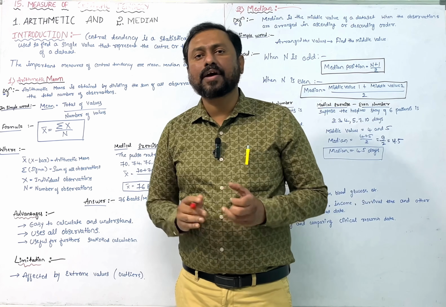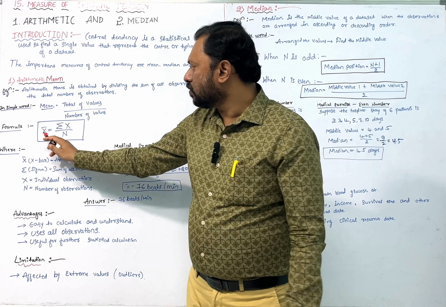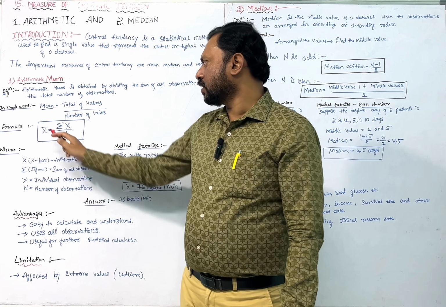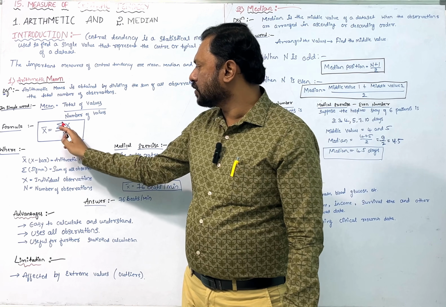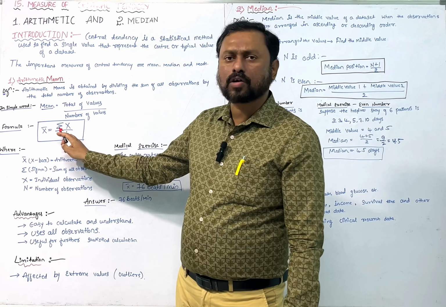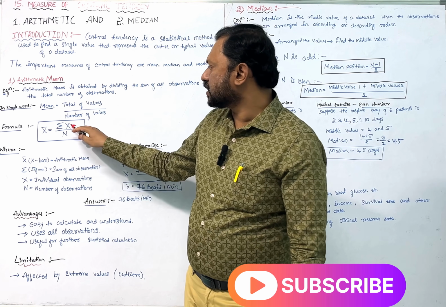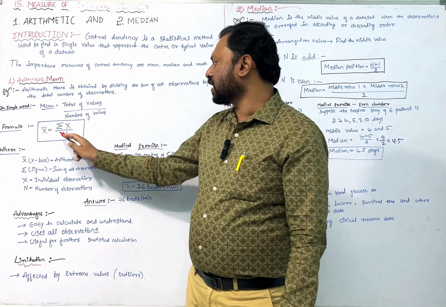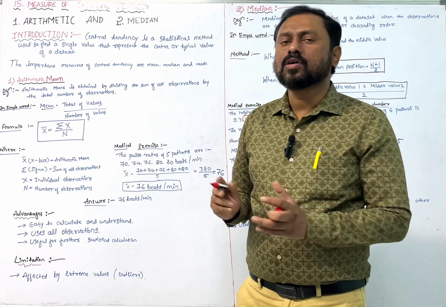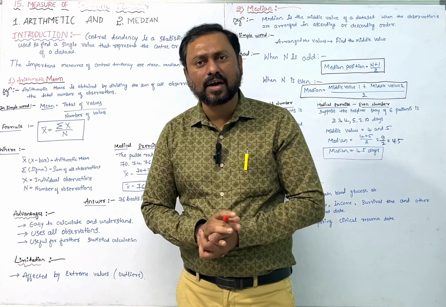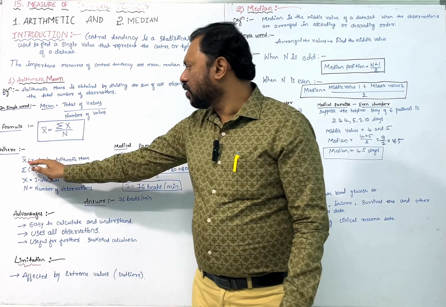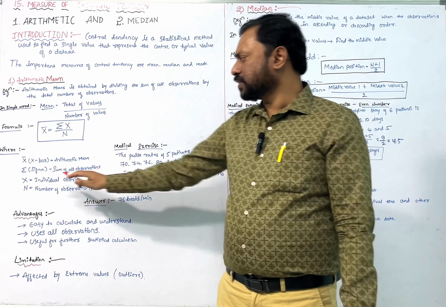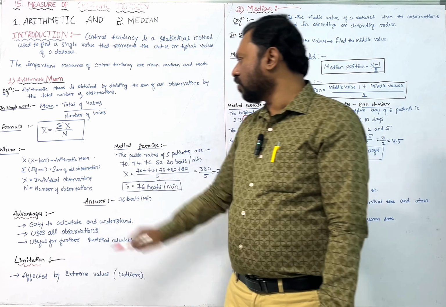The formula commonly used for the arithmetic mean is x bar equals sigma x divided by n. Sigma is for totaling or adding, and x is divided by n. Once again, x bar is equal to sigma x divided by n. This is the arithmetic mean formula for measuring central tendency. Here x bar is the arithmetic mean, sigma is the sum of all the observations, x is the individual observation, and n is the number of observations.